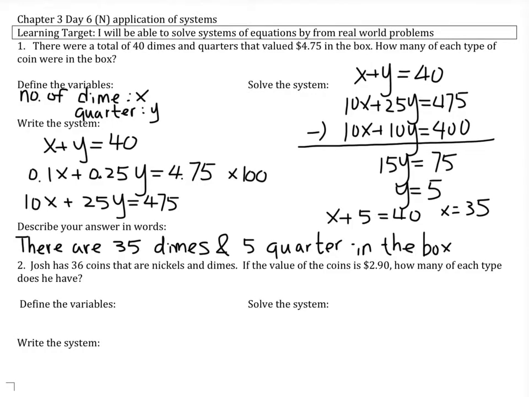Chapter 3, Day 6, Application of Systems, Learning Target. I will be able to solve systems of equations from real-world problems.